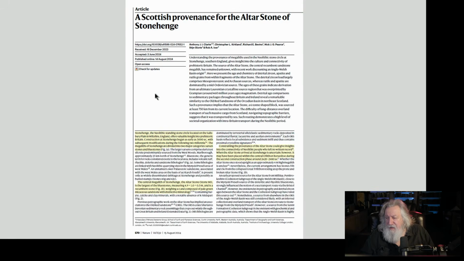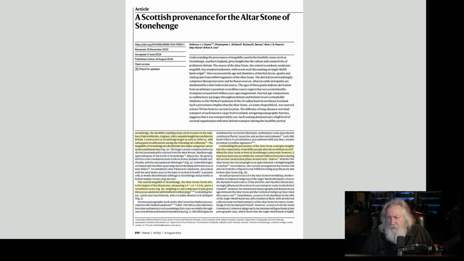Thanks. Now, let's get to some updating here, some news that has come out, some of the most recent research on Stonehenge. In the August 15th, 2024 issue of the prestigious British science journal Nature, an article was presented, and the title of this article was this: A Scottish Provenance for the Altar Stone of Stonehenge.